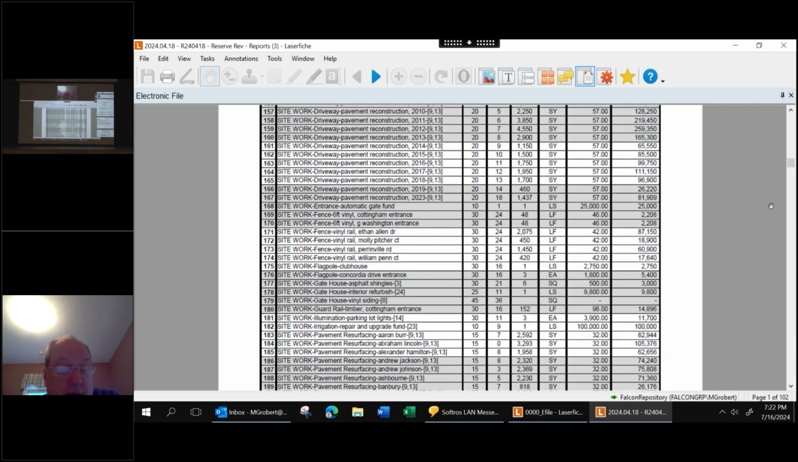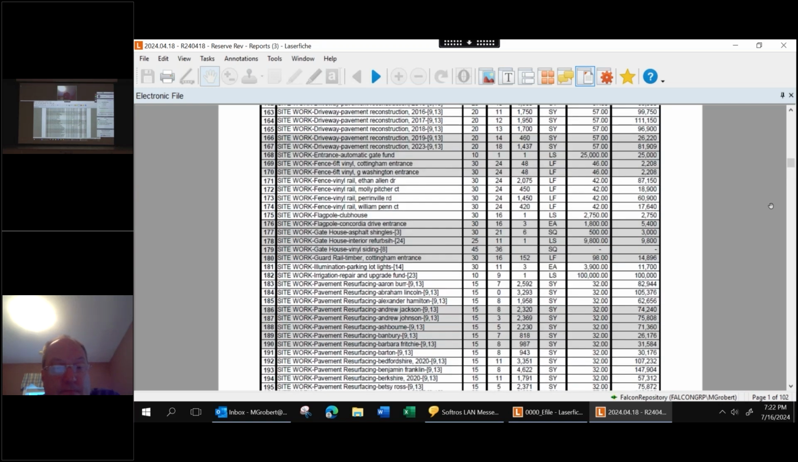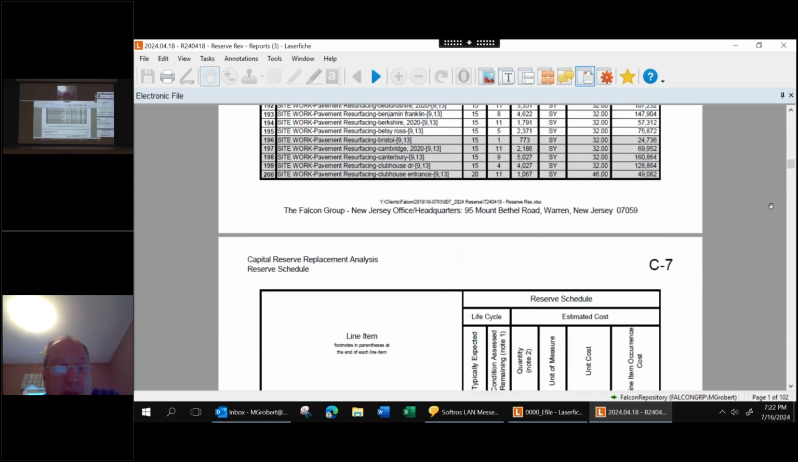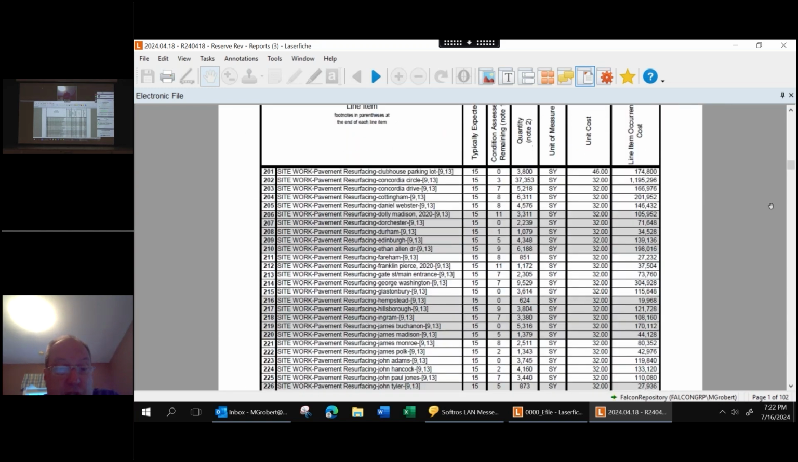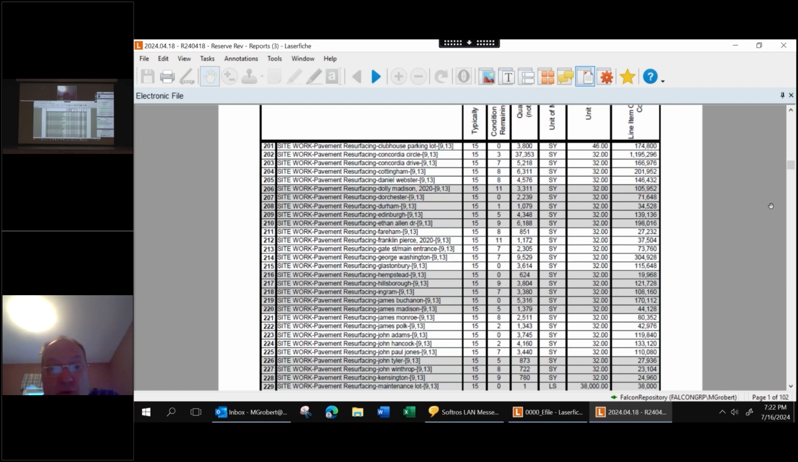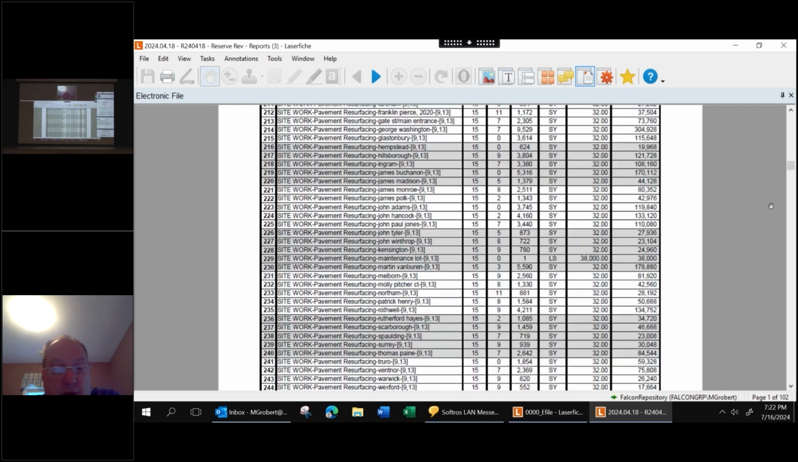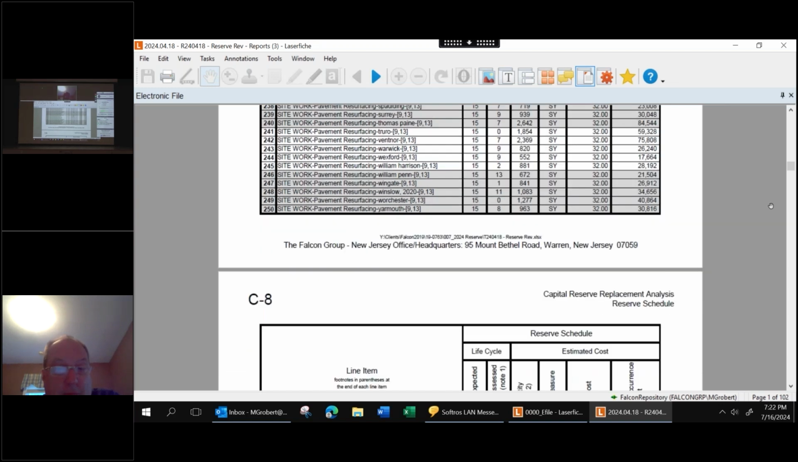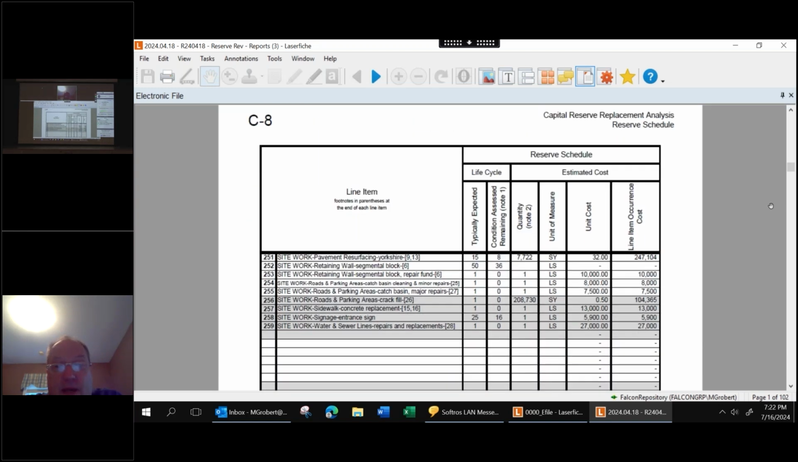We measured all of that to come up with quantities. Each one of the roads was measured individually. The driveways were measured and so forth. As you can see, there's a lot of roads in your community. It's a rather large community. It's one of the biggest communities I've done a reserve study for. And finally, on page C8, as you can see, there are 259 components in your reserve study.